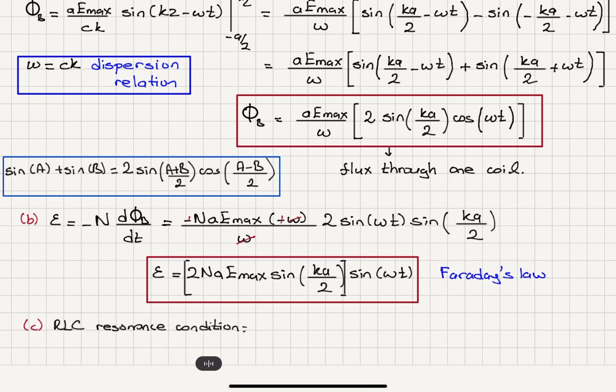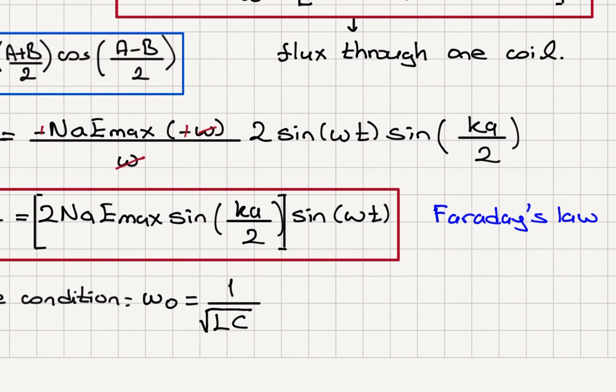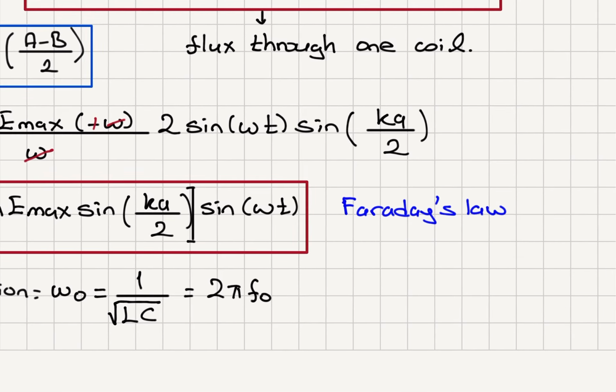So we're looking for the RLC resonance condition. We know that the resonance will occur when the angular frequency is equal to 1 over square root LC, which is 2 pi times the resonance frequency f0. So from this equation we can obtain the capacitance to be 1 over 4 pi squared resonance frequency squared times the inductance.